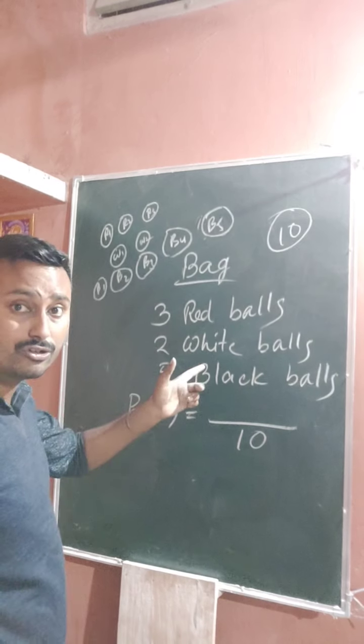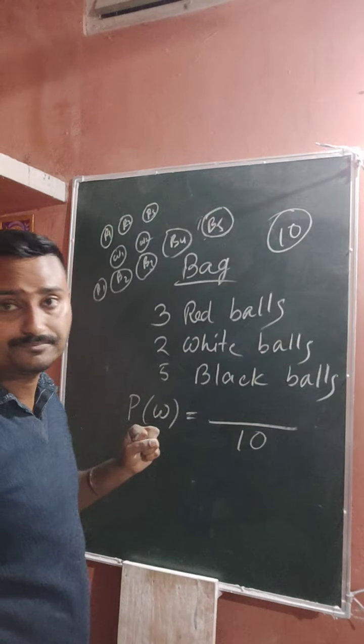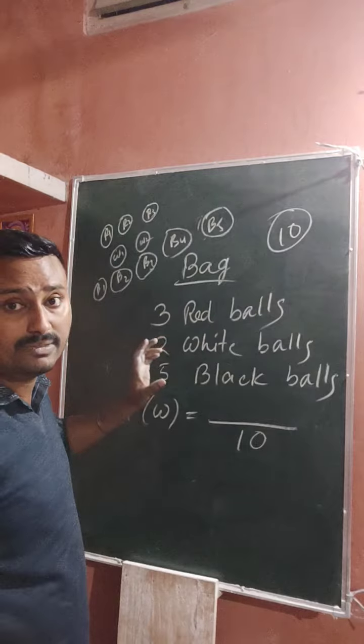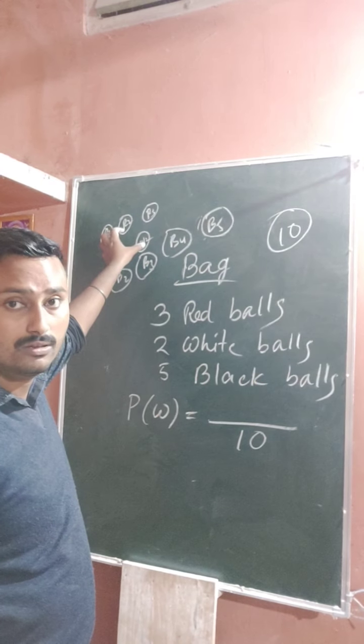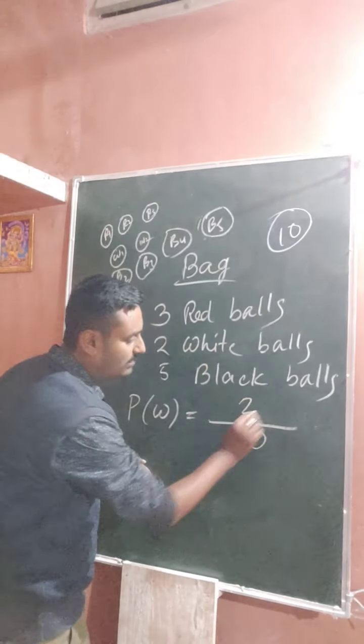But in the second part of the question, what is the probability of getting a white ball? That means the ball must belong to W1, W2, these two. Okay. So the favorable cases is 2 by 10, so 1 by 5.